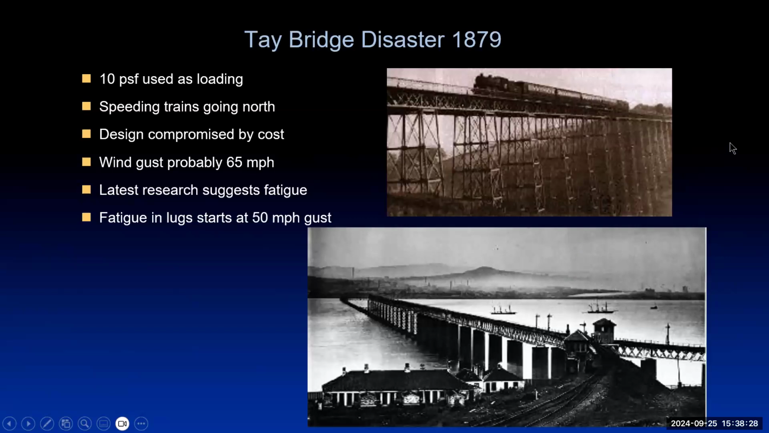Now, the Tay Bridge disaster was an incredible one. A large number of people were killed. They had used a quasi-static load back then, 1879. They used 10 pounds per square foot as the loading. And speeding trains going north in that photograph. The design was compromised by cost. The wind gust probably reached only 65 miles per hour, and the bridge collapsed with a train on top of it.